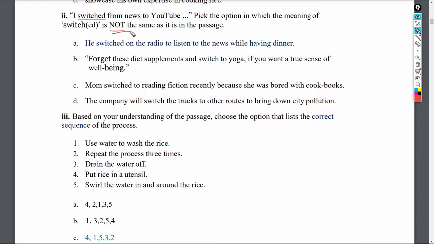I switch from the news to YouTube, pick the option in which the meaning of switch is not the same as it is in the passage. So you have to see where it is not the same. Based on your understanding of the passage, choose the option that lists the correct sequence of the process. Okay, this is the next question.